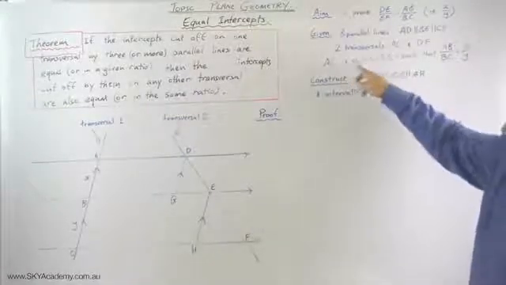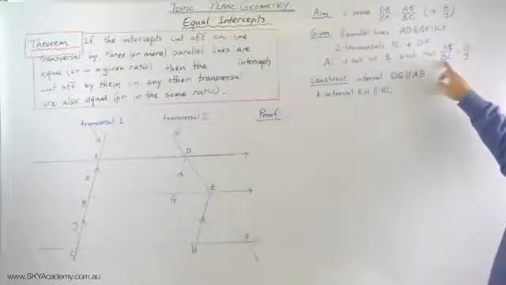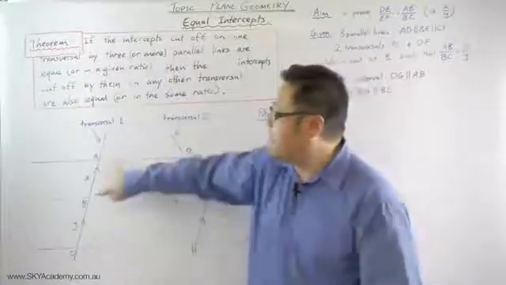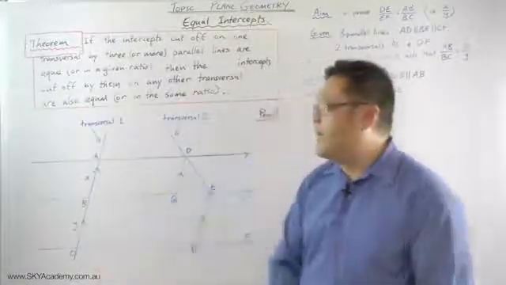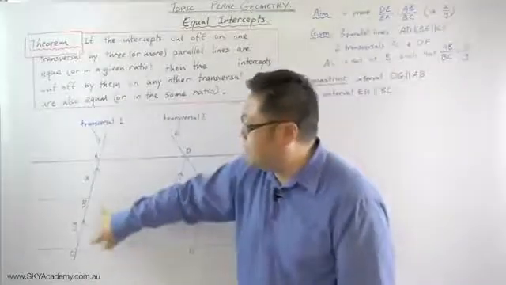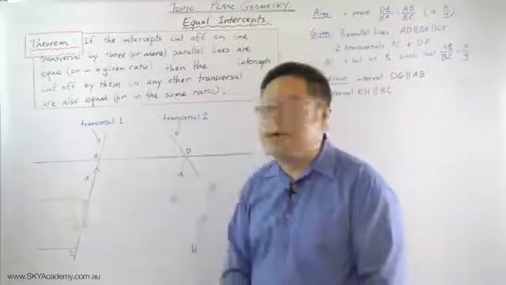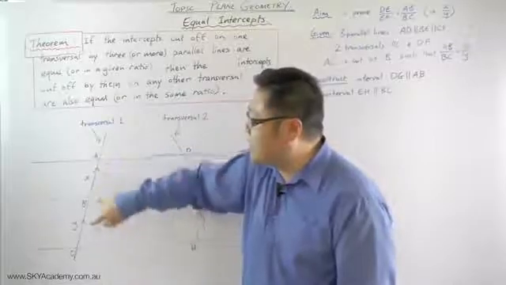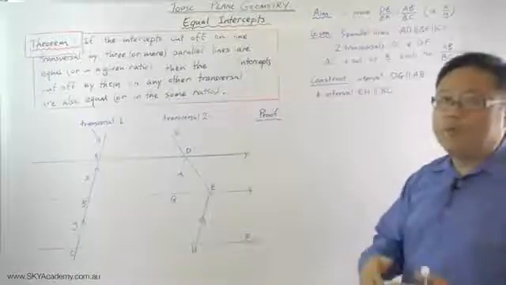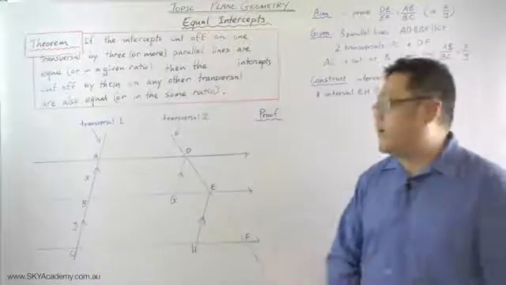AC is cut at B such that AB over BC is equal to X to Y. In other words, we know the ratio of the first line is X to Y. Now, if we were to try and show that they're equal, so that this intercept and this intercept are equal, then we just have to show that X equals Y.